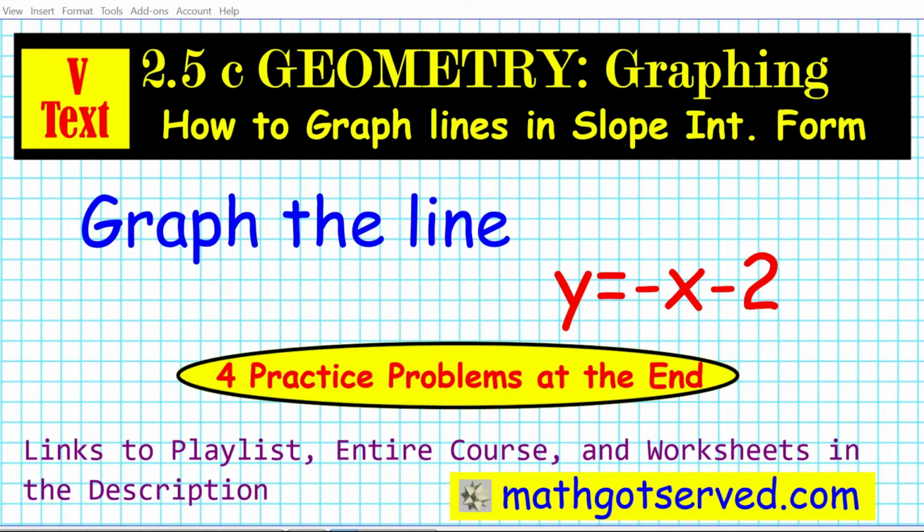In this clip, we're going to be going over section 2.5c of our virtual geometry text on graphing. We're going to be looking at how to graph lines in slope-intercept form. So we will be entertaining problems such as the one presented here. Graph the line y equals negative x minus 2.